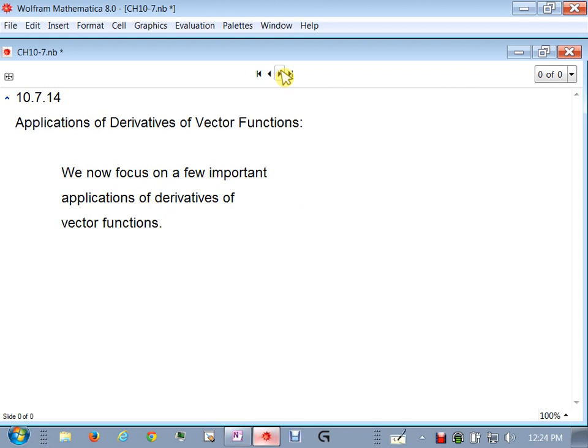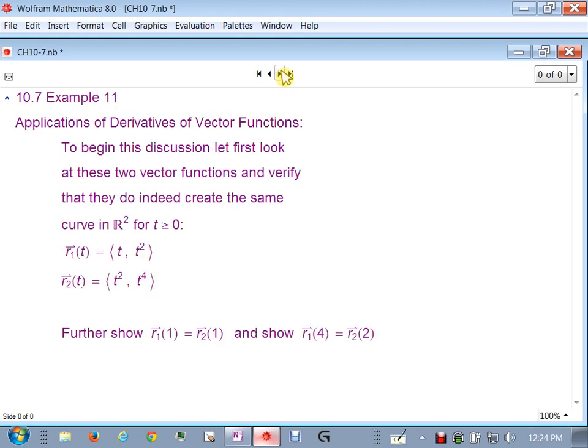Okay, some of the applications of derivatives. We've got a ways to go, don't we?